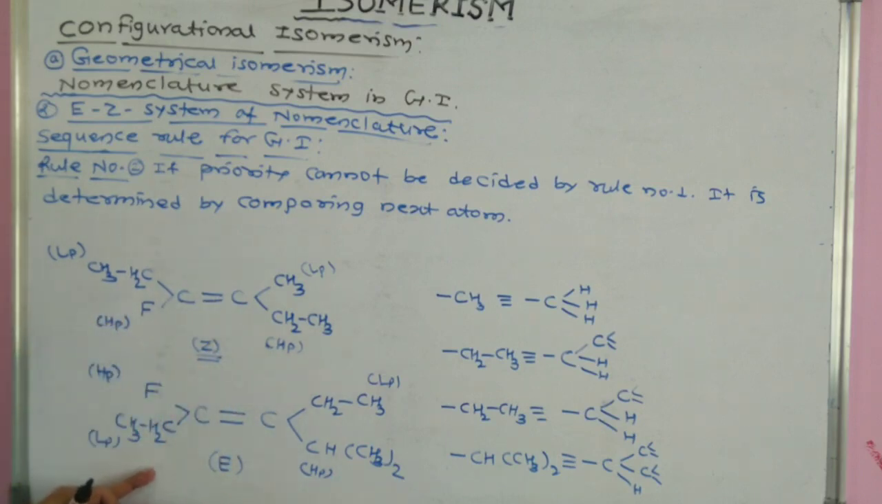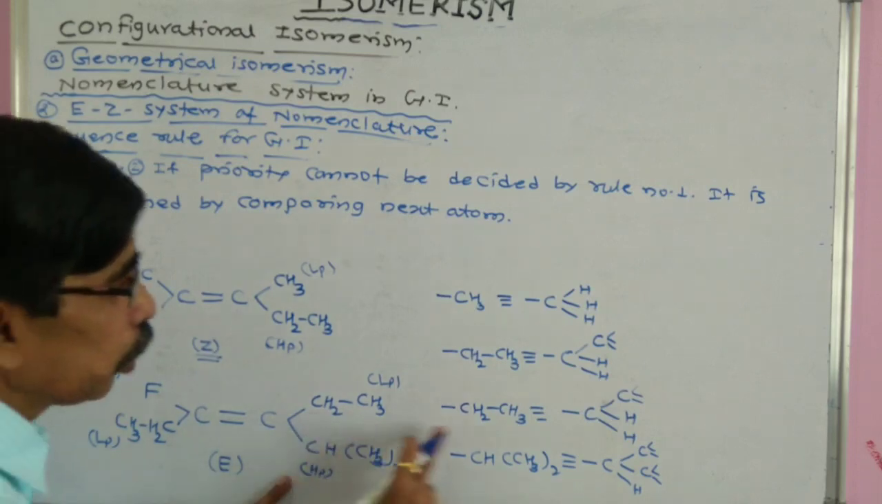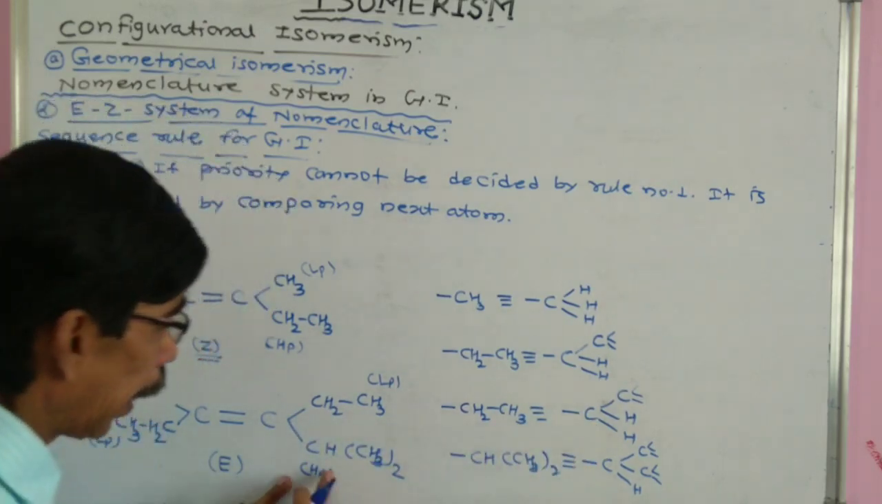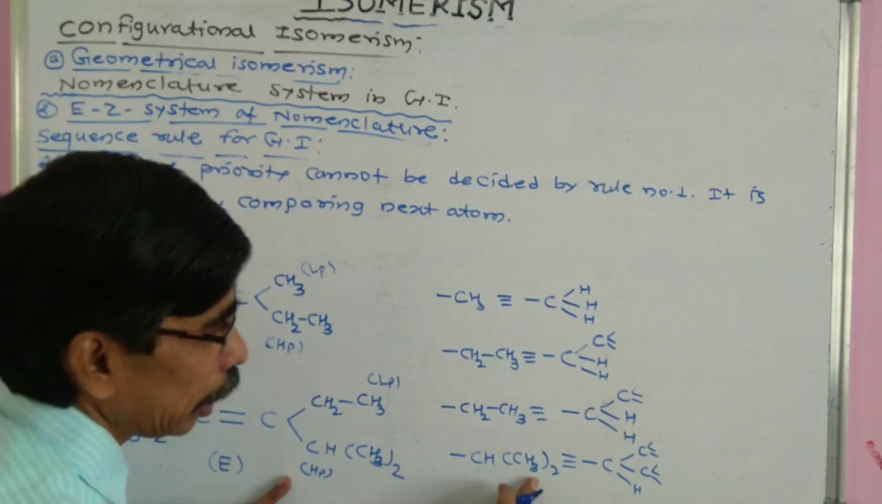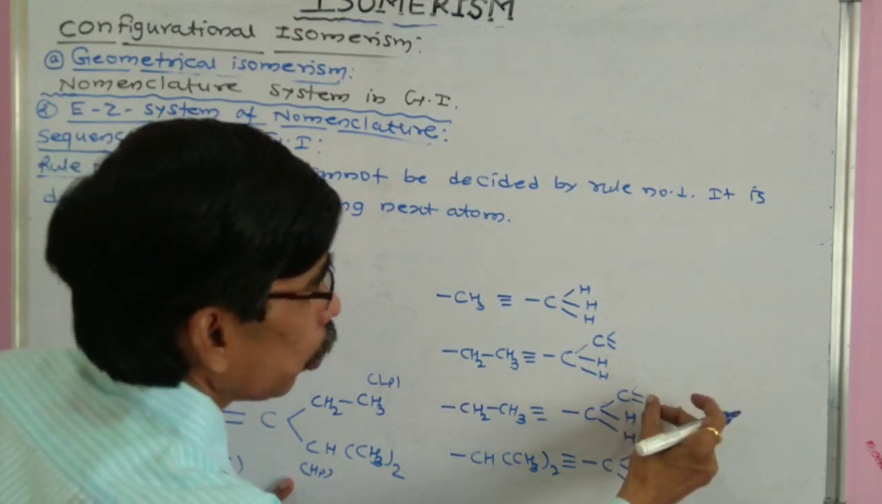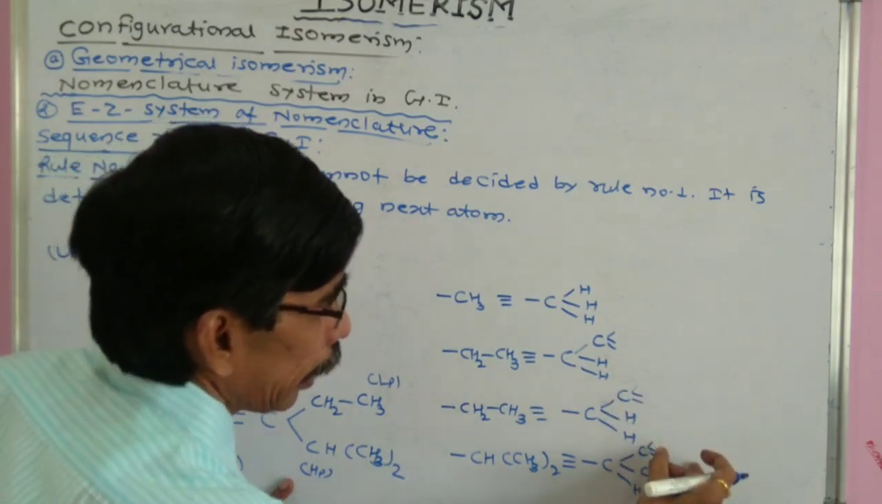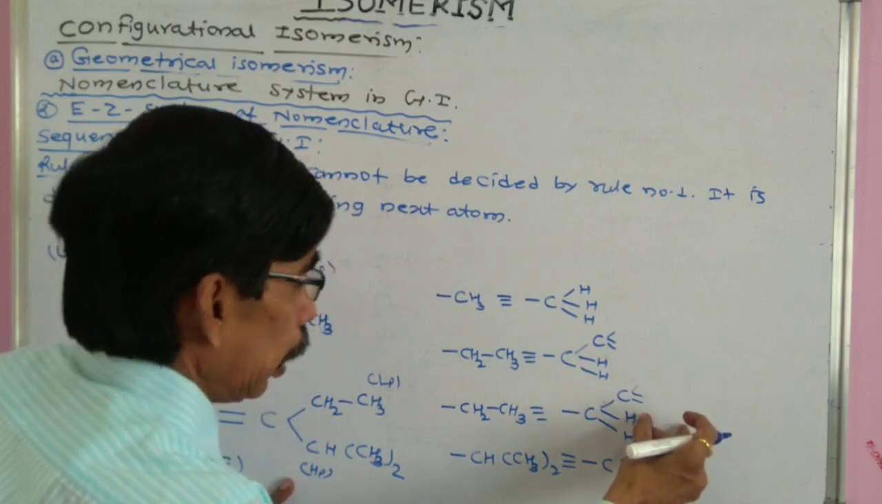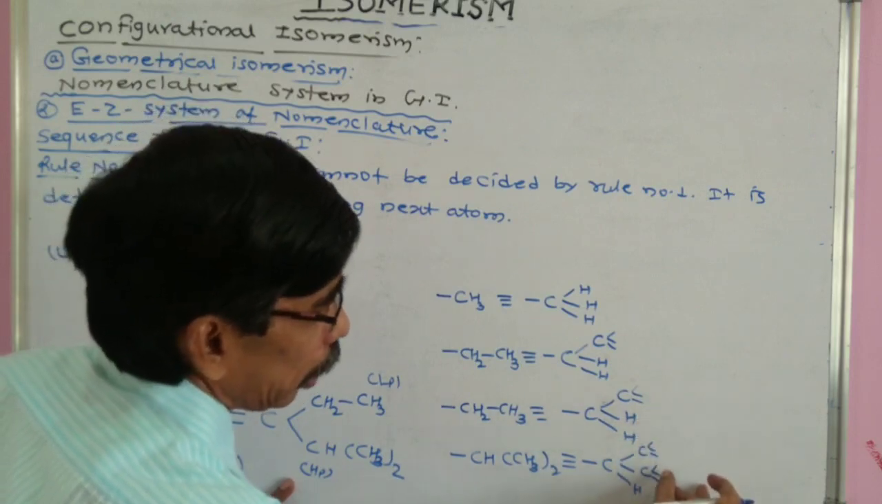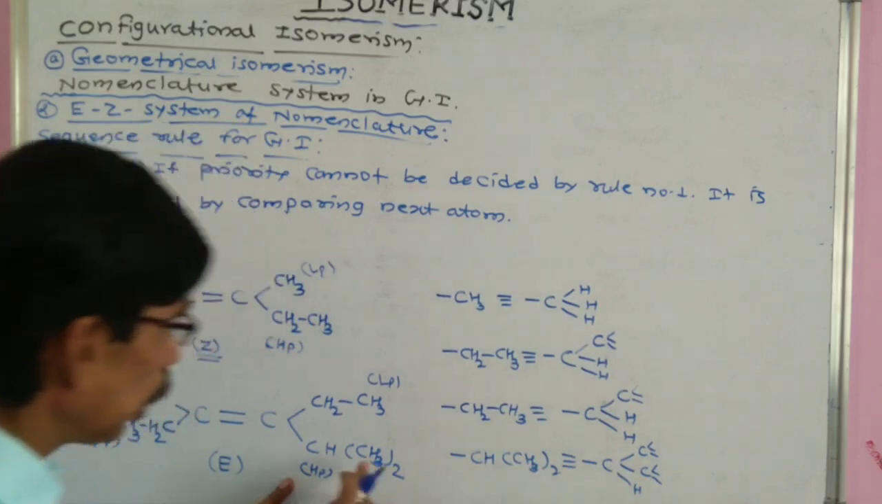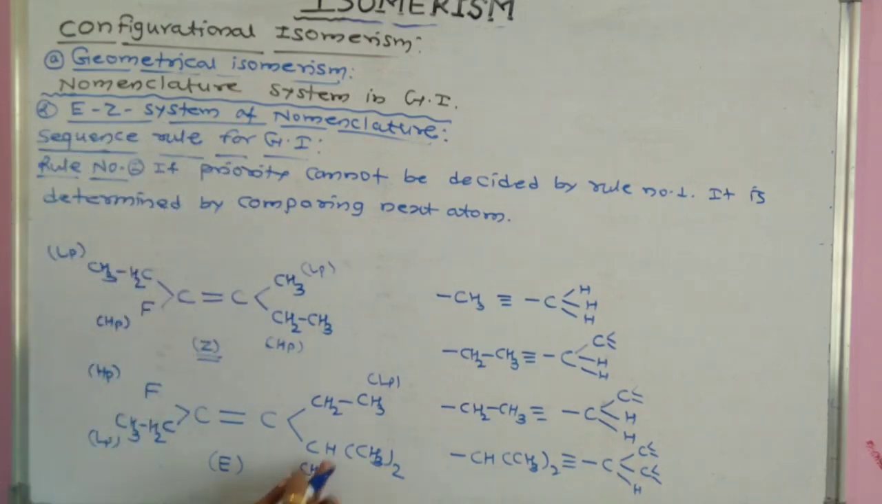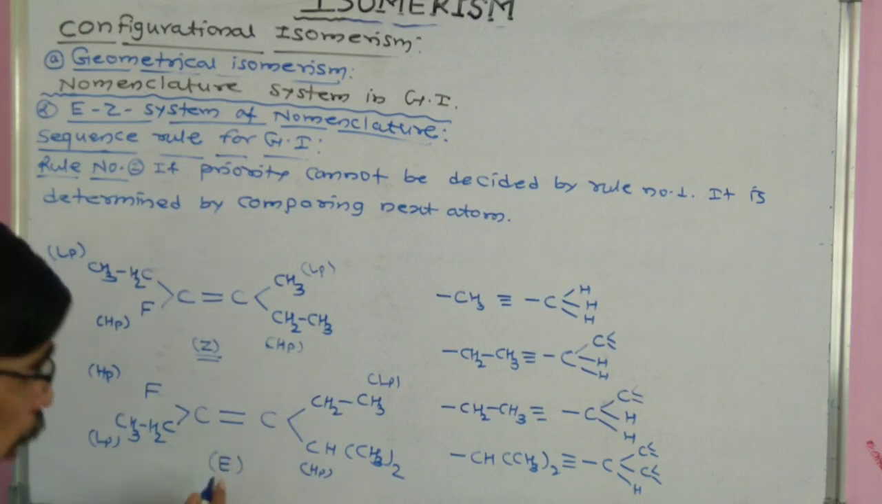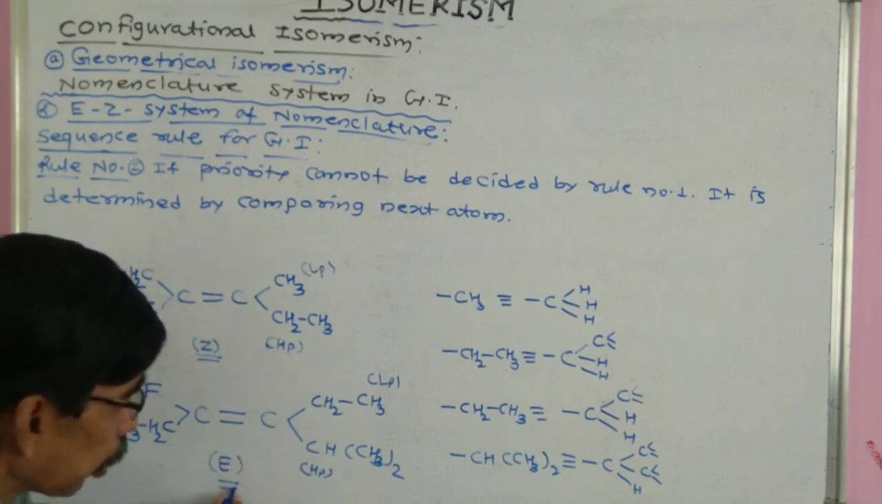And in this example, the CH2CH3 is written like this, and this isopropyl group, CH3 taken twice, is written. Now the second atom is carbon. Here the second atom is carbon, but in the ethyl group the second atom is hydrogen. Therefore, this isopropyl group has the higher priority than this ethyl group. Therefore, this configuration is the E configuration.